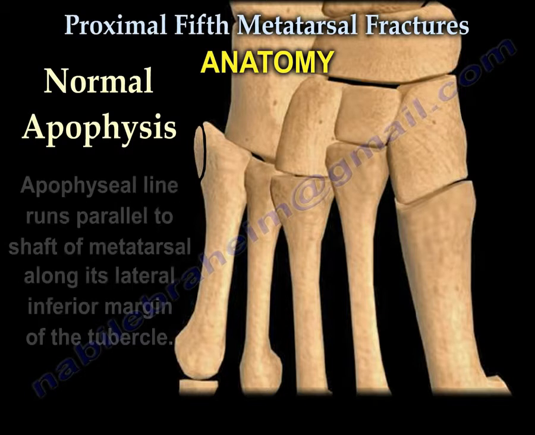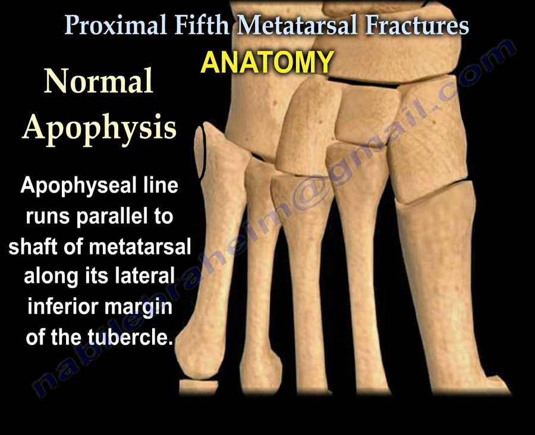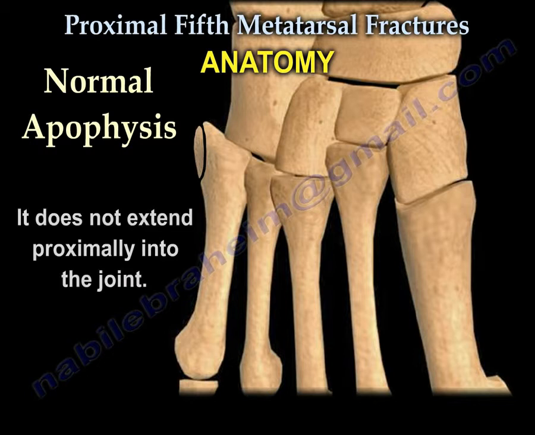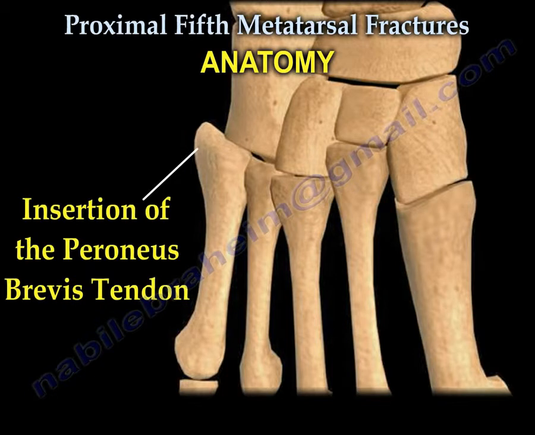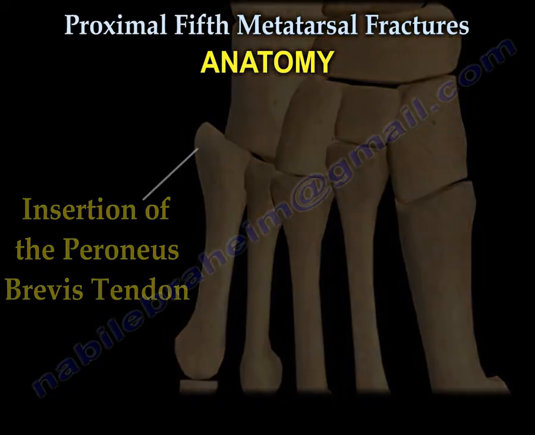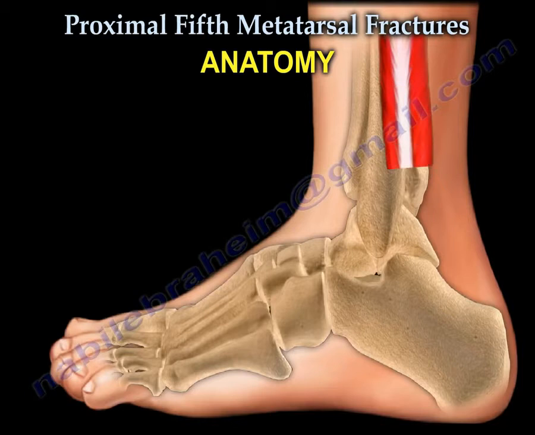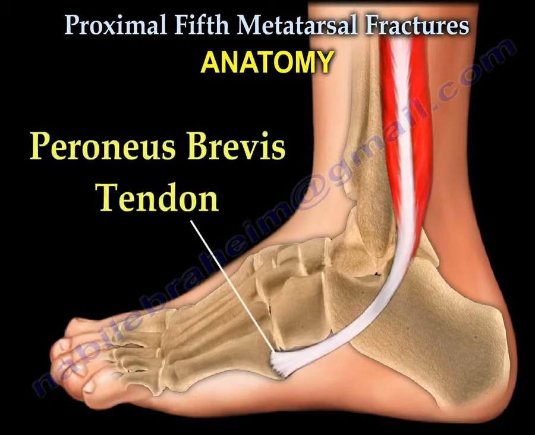The apophyseal line runs parallel to the shaft of the metatarsal along its lateral inferior margin of the tubercle. It does not extend proximally into the joint. The peroneus brevis tendon inserts into the proximal fifth metatarsal base. Here you can see the insertion of the peroneus brevis tendon.